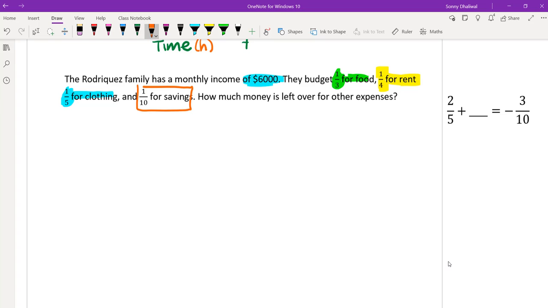Yeah. So remember the word of. A third of 6,000 is what they're using for food. So a third of means multiply. A third of 6,000 is what they spent on food, which is 6,000 divided by 3, which should be $2,000 a month on food.